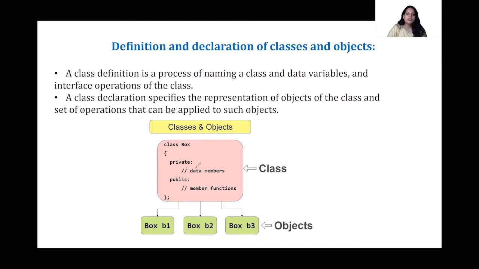Now see this image, we have a class box here. It has private and public, and we are going to learn what these are. We will have data members and member functions. The class always starts with a curly bracket and ends with a curly bracket and a semicolon. The semicolon is also very important. Usually students miss out on this.